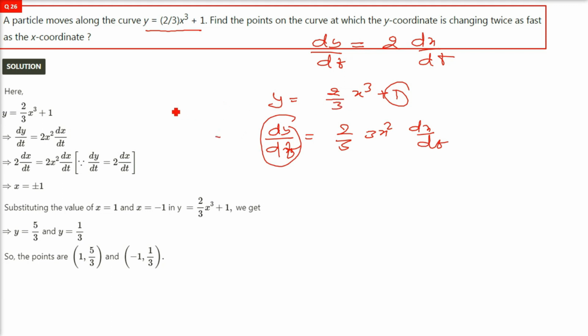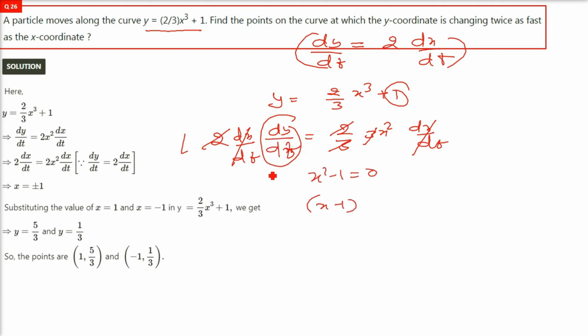dy by dt is twice of dx by dt, and we are interested in... I am replacing dy by dt with twice of dx by dt. So this gets cancelled, this also gets cancelled. dy by dt also means dx by dt; we have replaced dy by dt with twice of this. So x square minus 1 is equal to 0. This will be x minus 1 into x plus 1 equals 0. So x will be 1 and x will be minus 1.